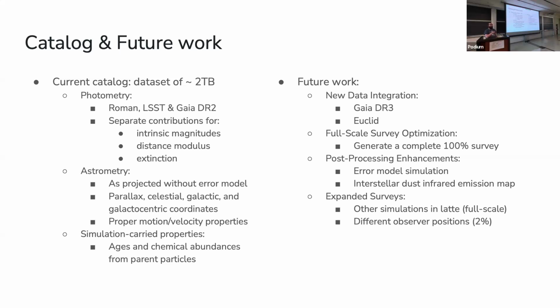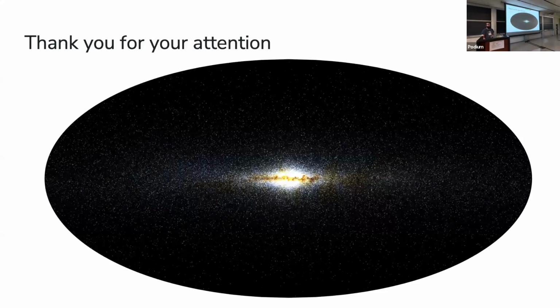Another aspect that I'm particularly interested in would be to expand on more surveys, not just using one simulation in one observer position, potentially having different simulations to imagine different configurations possible, but also different observer positions. This would allow us to test, for example, if we imagine a survey on the rim of a spiral arm or in between two spiral arms. So thank you very much for your attention, and I'm open to any questions.